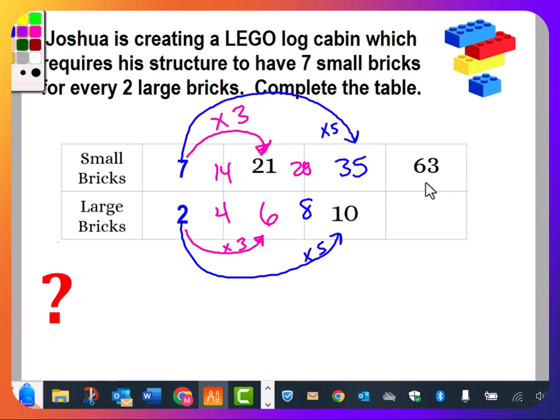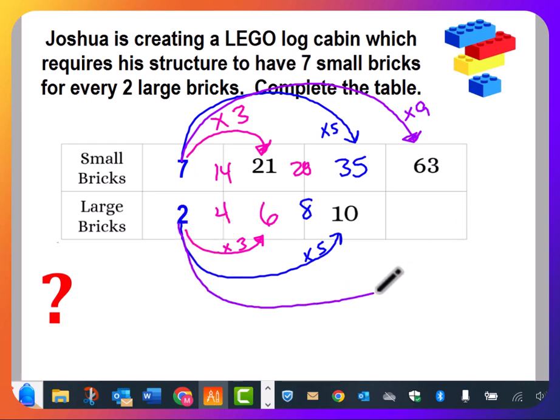And our last one, we have 63 small bricks. How many large bricks do we need? You could continue your multiples. Sometimes that could be a lot of multiples, right? Or you could just say, okay, what's my multiplicative comparison? What do I need to multiply 7 by to make 63? That would be 9. So use the same scale factor on the 2. Multiply the 2 times 9 and you get 18. So if you have 63 small bricks, you need 18 large bricks.